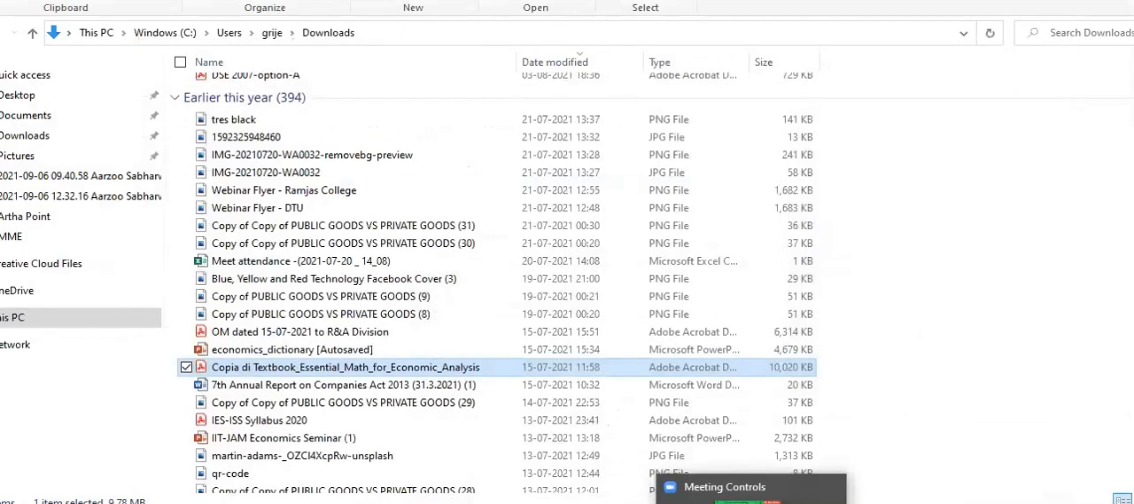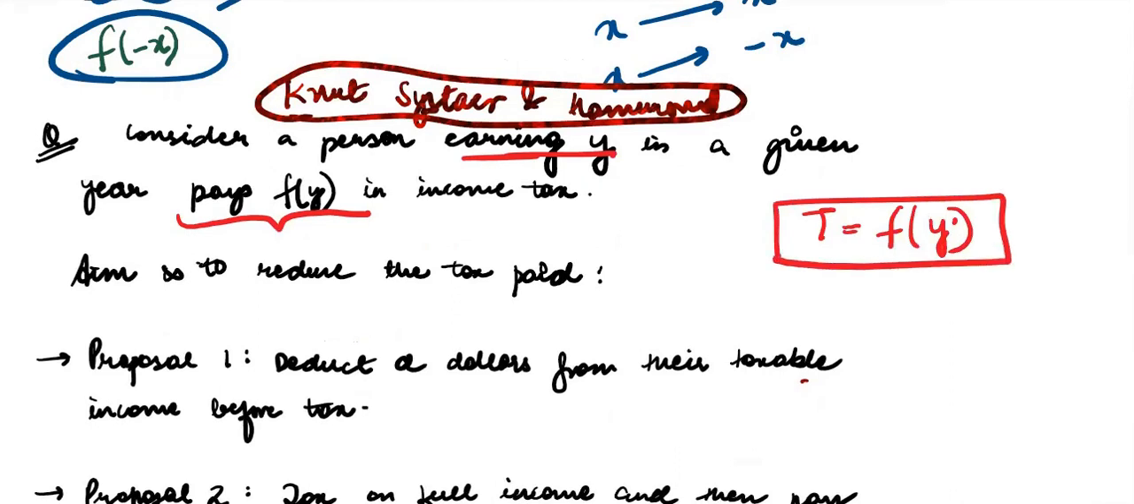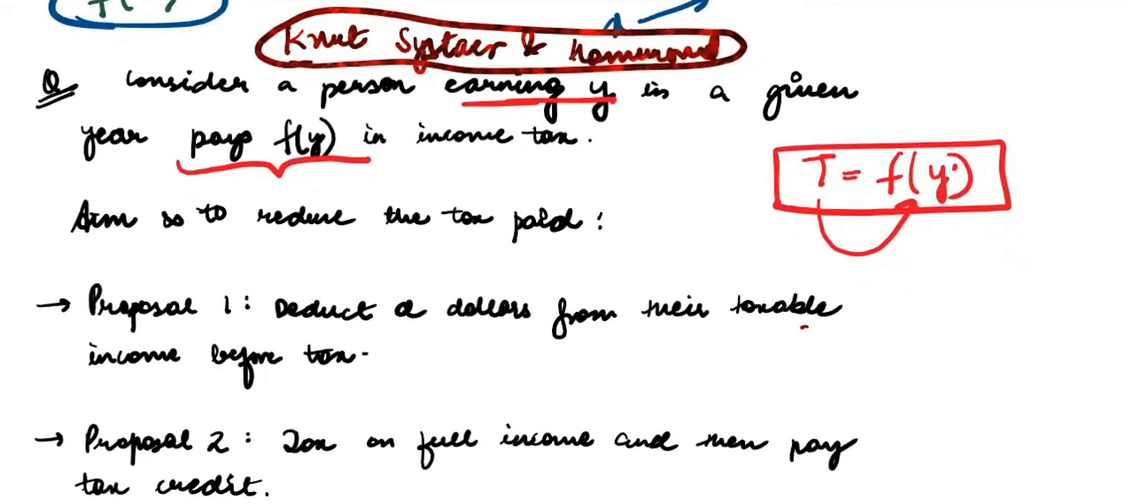Okay. Now let's go back to the topic, and I'm going to discuss this question. See what is given to us. The person is earning income Y, and he pays some proportion of his income as tax. The tax that the person pays is a function of the income that the person earns. The more the income, the more the tax that the person would be paying. So tax is a function of income.